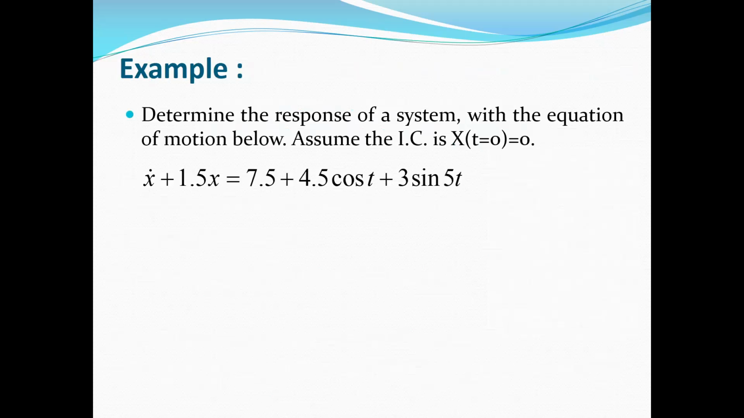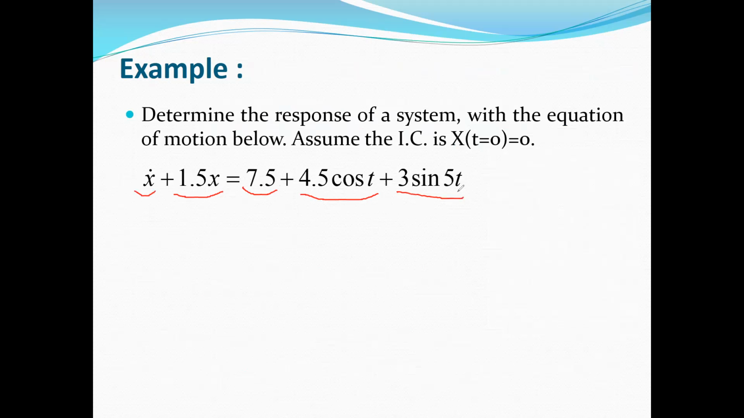Okay, for example, here we want to determine the response of a system with the equation of motion below. Assume that the initial condition is 0. So here we have one first order equation, x dot plus 1.5x is equal to 7.5, this term is in fact a constant part, plus 4.5 cosine t plus 3 times sine 5t.